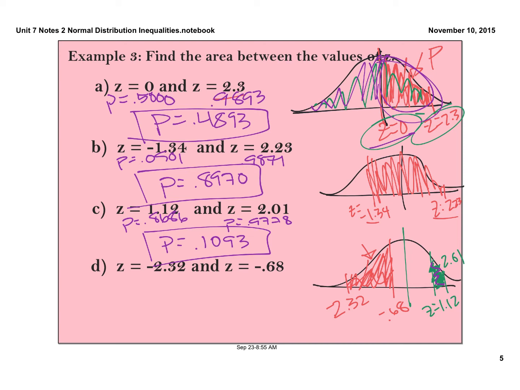So look up negative 2.32 in your table. And again, if you don't have your table out referencing this with me, I hope you can figure out how to find these things in your table later, because that's going to be really helpful for you. So this one is P equals 0.0102, and then negative 0.68 is 0.2482. Oh, and it's even less than what I thought it would be. So 0.2482 minus 0.0102, I get 0.238.